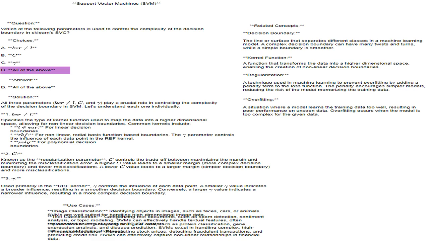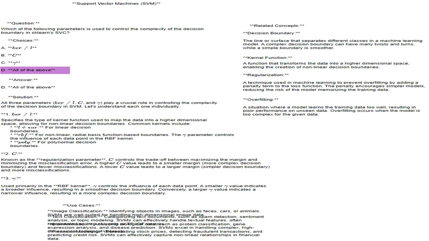Overfitting occurs when a model learns the training data too well, resulting in poor performance on unseen data. This happens when the model is too complex for the given data, leading it to memorize the training examples instead of learning generalizable patterns. Overfitting is a common problem in machine learning, and it can significantly impact the model's effectiveness.